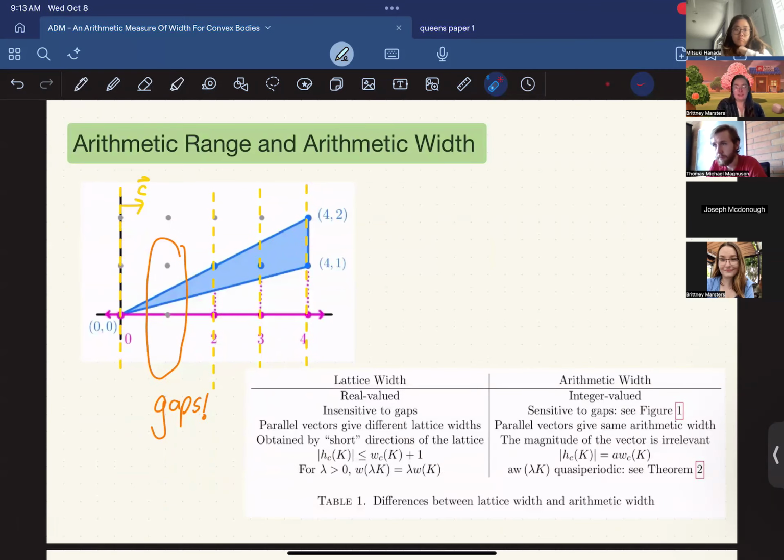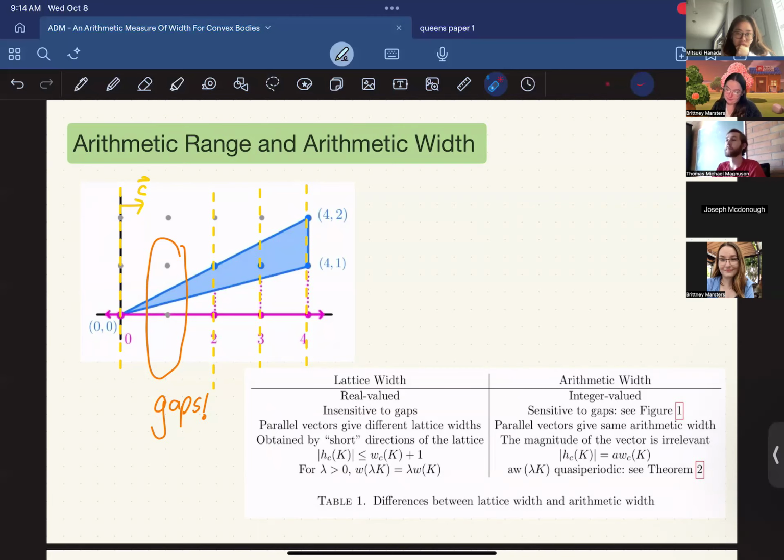Now, these gaps that we're talking about are really going to be the main character, and they're going to help us understand structural properties for the arithmetic range, and thus help us say something later about the arithmetic width as we dilate convex bodies. All right.